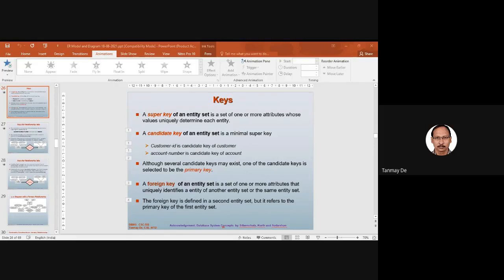Is it clear? The super key is the superset of the candidate key and primary key. The primary key and candidate key are present in the super key. In the set of super keys, the minimal form of the super key, that is, the minimum number of attributes which can uniquely determine one entity from the entity set, is known as the candidate key. Is it clear?